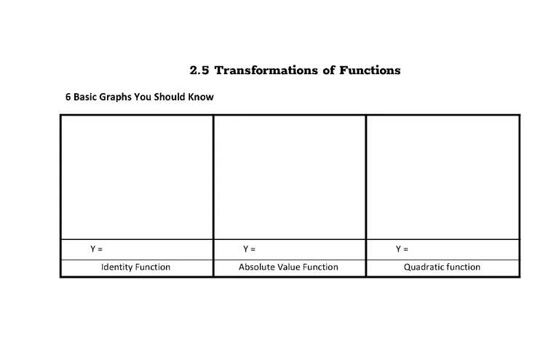So the first one is the identity function. And the identity function goes straight through like that. It crosses at 1, 1 here, 0, 0 here, and -1, -1. It's the equation y equals x, and it's called the identity function.